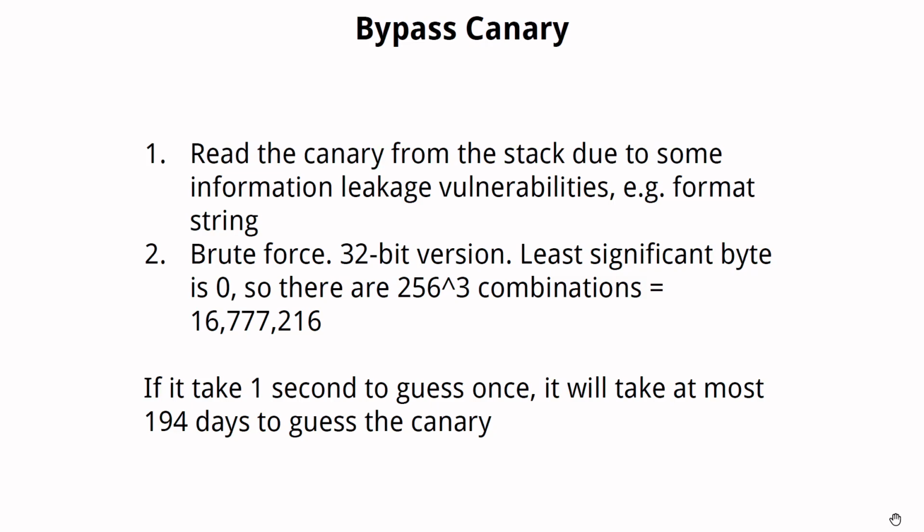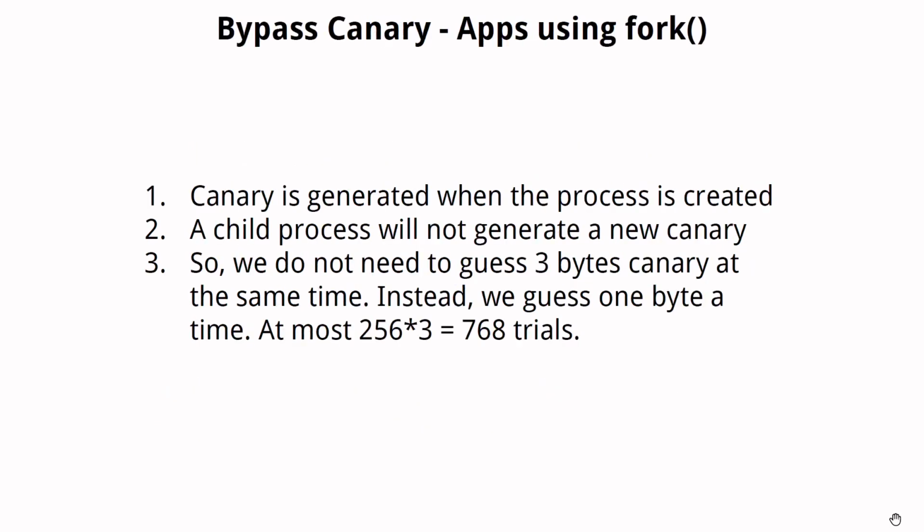But actually, there is a smarter way to guess this. Instead of guessing those 3 bytes at once, we only need to guess those values one by one. Okay? So we are going to do a sequential overwrite. The least significant byte we know is 00, doesn't matter. So the second byte, we can overwrite it with something. We do not overwrite anything beyond that. Only overwrite the second byte of the canary. We overwrite with 00, then 01, up to 255. Right? That's 256 guesses.